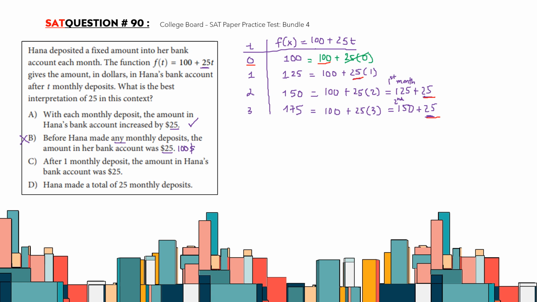C: after one monthly deposit, the amount in Hannah's bank account was $25. It increased by $25, because at first she had $100 and then after the first month she got $125. So this one is not the right answer. D: Hannah made a total of 25 monthly deposits. It doesn't say that, right? It just says it increased 25 every month. It doesn't say she would do it for 25 months. It's not warranted. So A is the perfect answer.